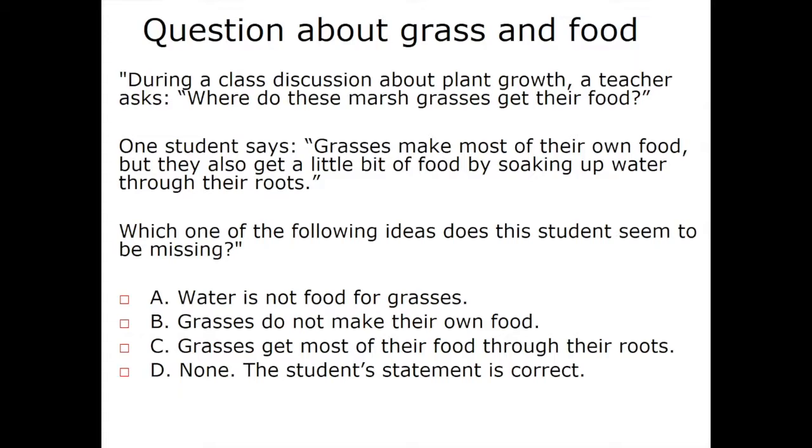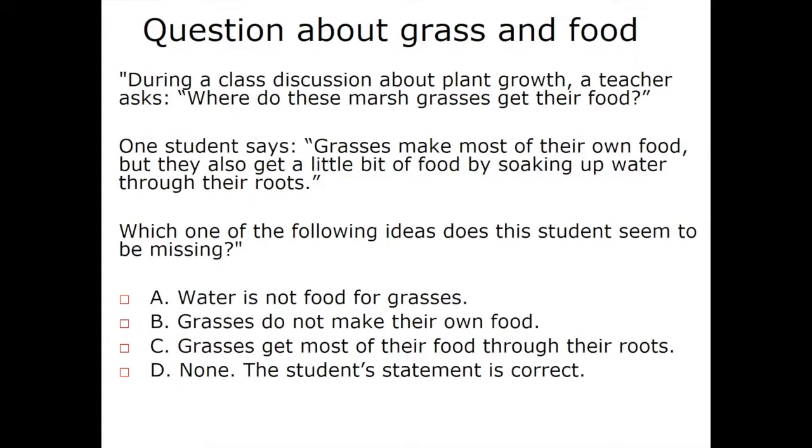A. Water is not food for grasses. B. Grasses do not make their own food. C. Grasses get most of their food through their roots. Or D. None. The student's statement is correct. What do you think?